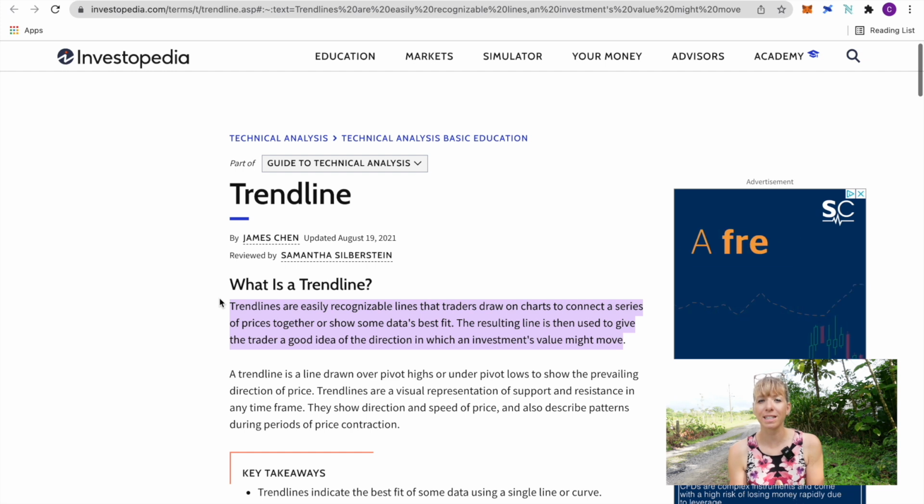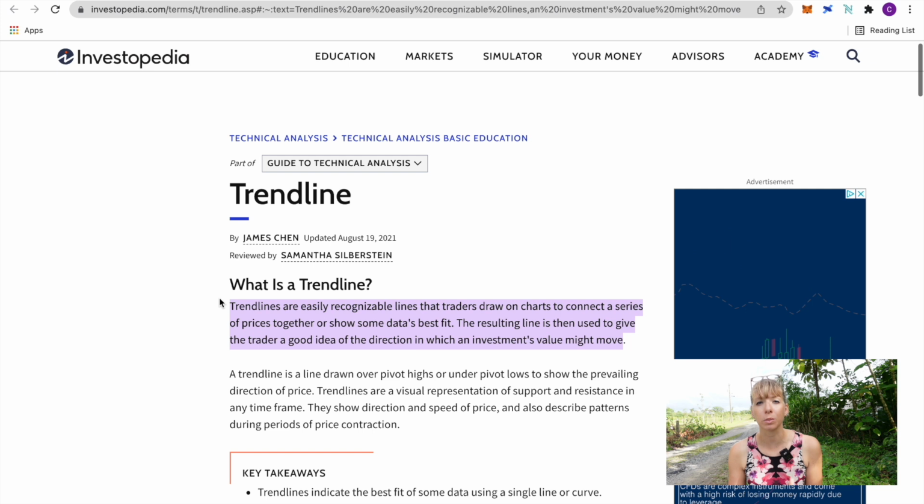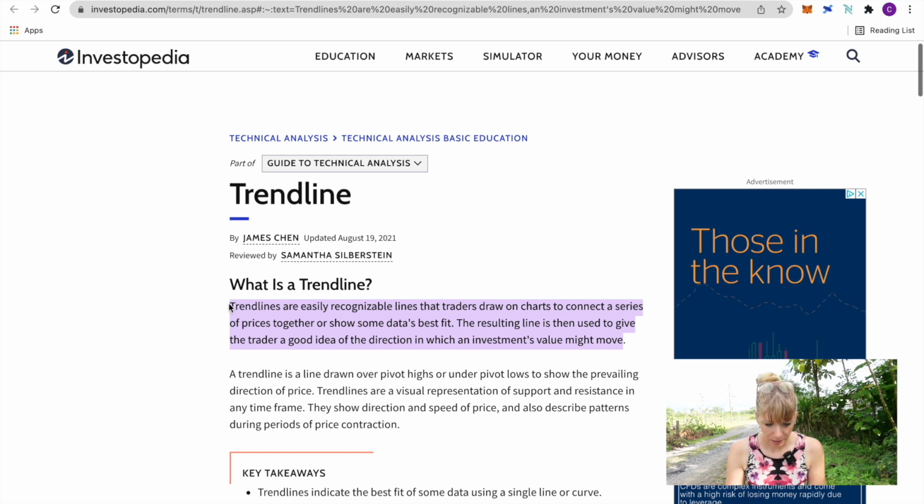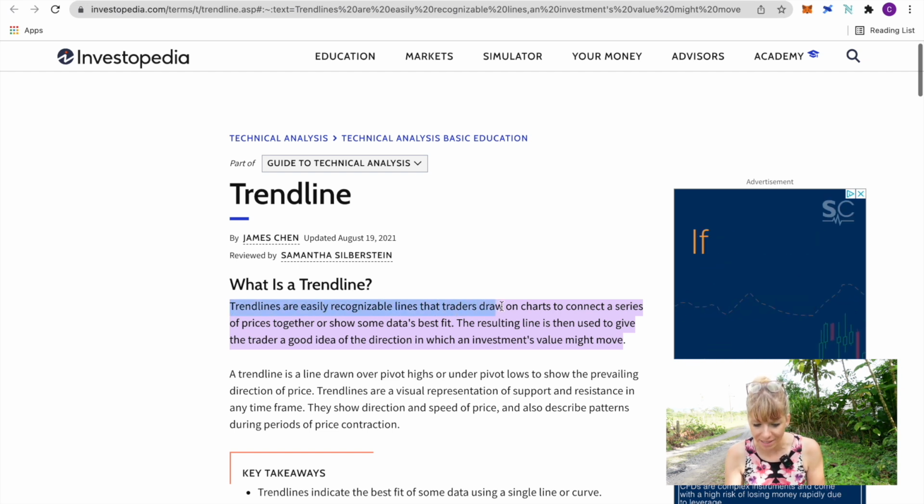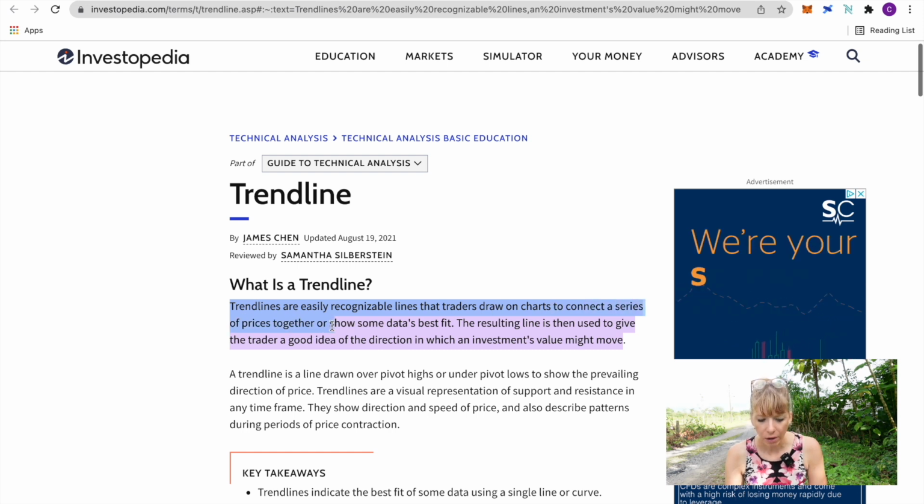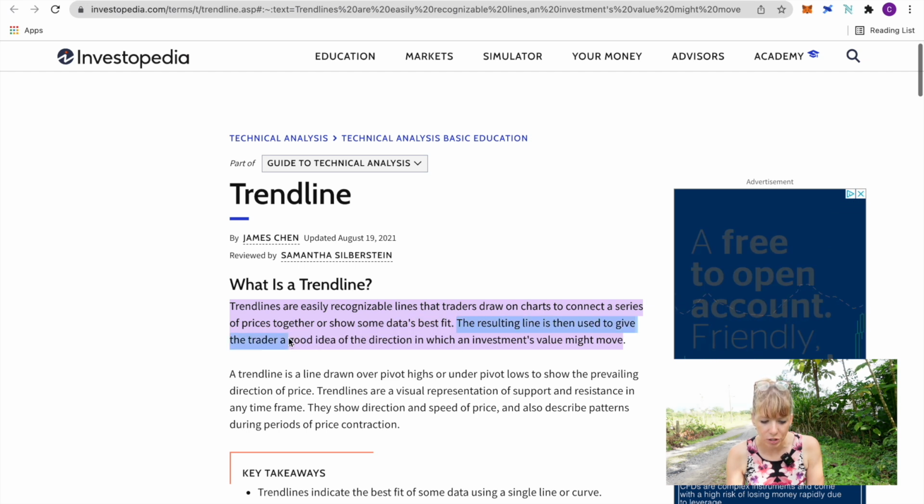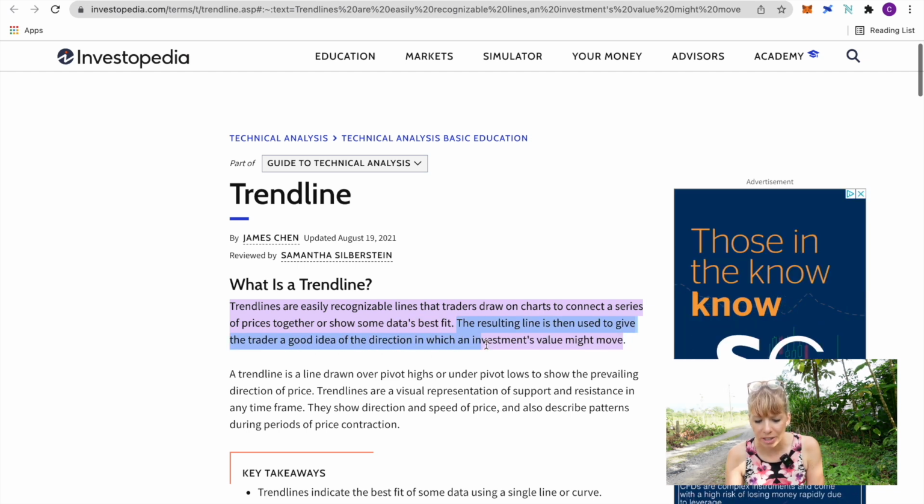All right, now let's look at trend lines. That's an important part as well that can show you support and resistance areas. So what is a trend line according to Investopedia? It says, trend lines are easily recognizable lines that traders draw on charts to connect a series of prices together or show some data's best fit. The resulting line is then used to give the trader a good idea of the direction in which the investment's value might move.